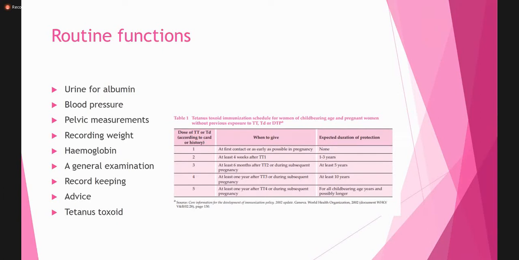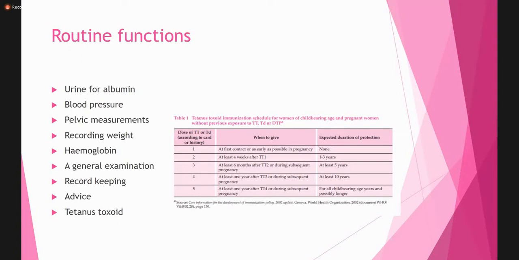Tetanus toxoid injection. This is the tetanus toxoid immunization schedule for women of childbearing age and pregnant women without previous exposure to TT. The first dose is given at first contact or as early as possible in pregnancy. And then the second is given at least 4 weeks after TT1, and the expected duration of protection is 1 to 3 years. So after the first dose, the mother is not protected, but if she receives the second dose, then she may be protected for 1 to 3 years.